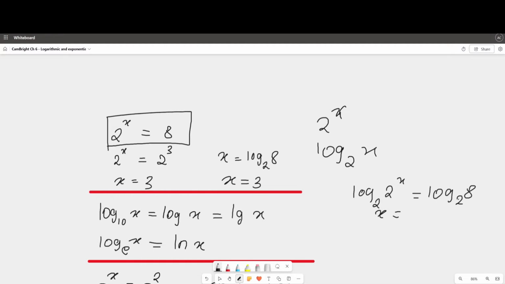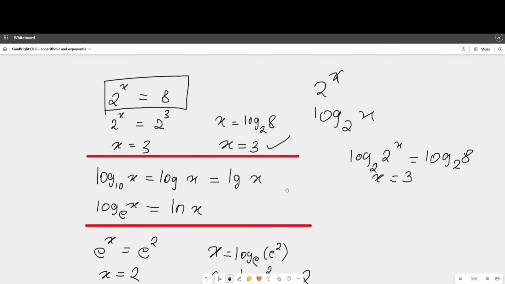If you pick up your calculator and type in log base 2, with 2 in the spot at the bottom and 8 inside the brackets, you get x is equal to 3. So that's basically what logarithms are.